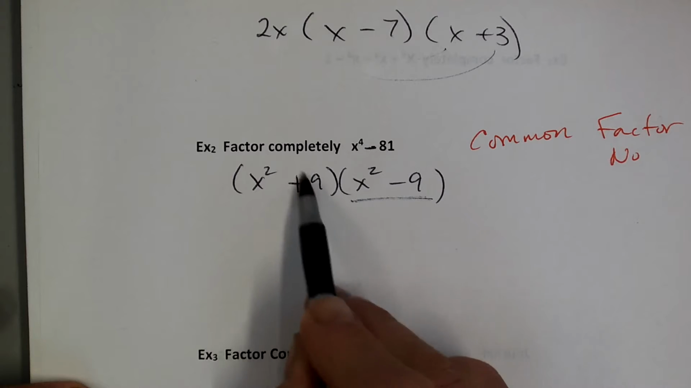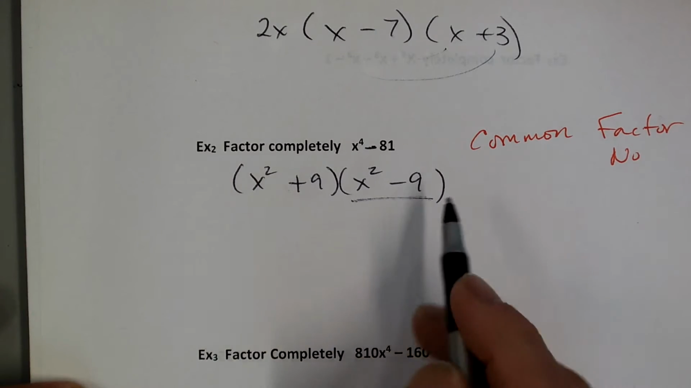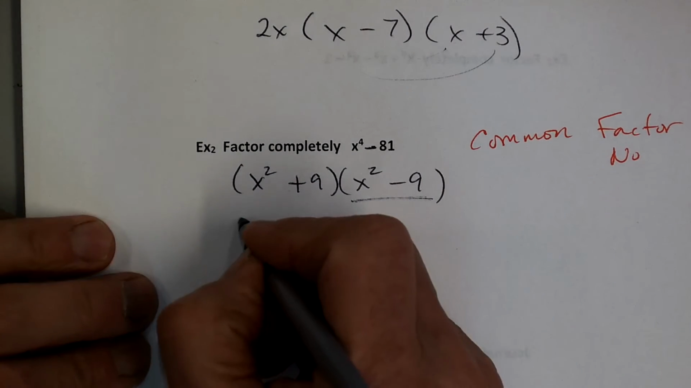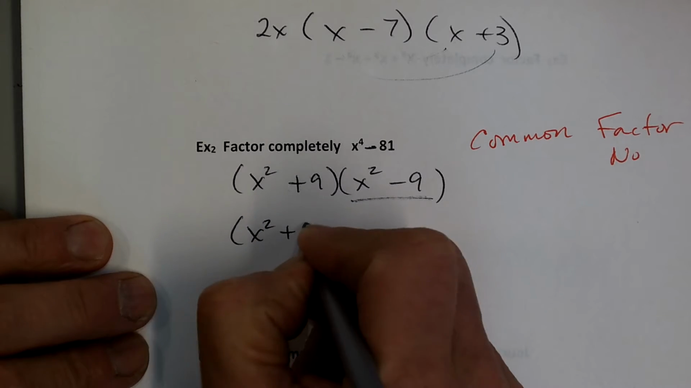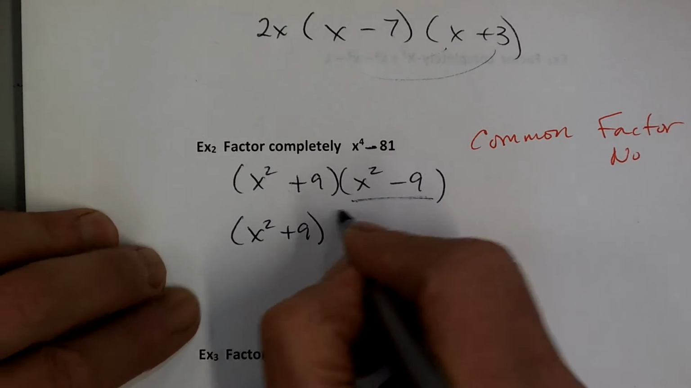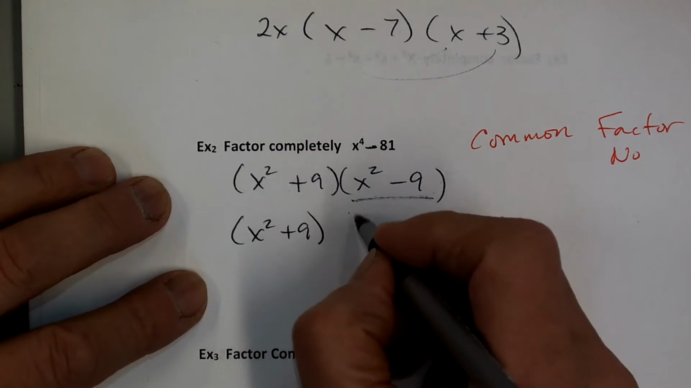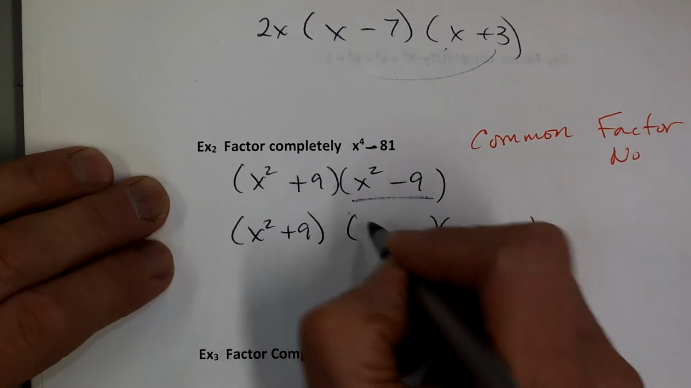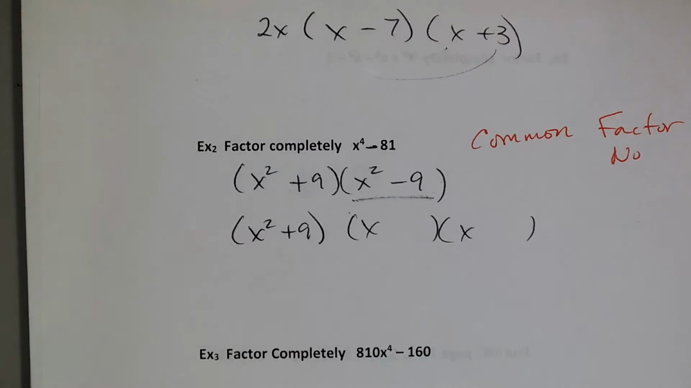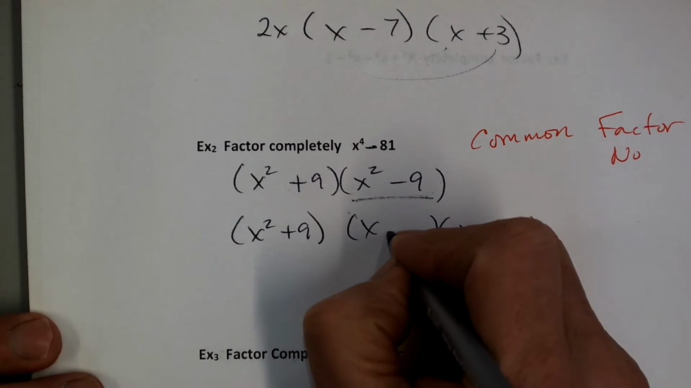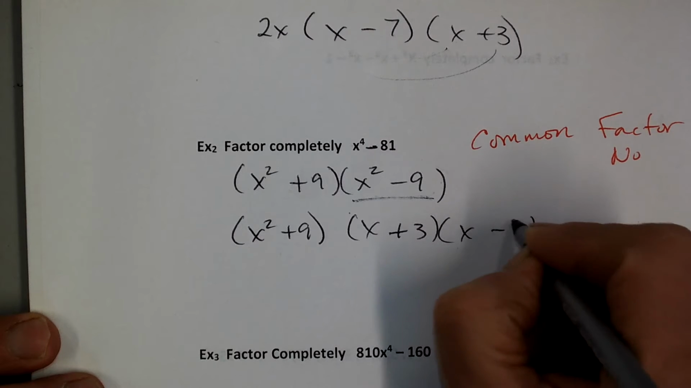Now, we can actually factor this one again. We can't factor that because of the plus, so I'm just going to leave the x squared plus 9 alone. But I can factor this one again, doing the exact same process as above, but with x. I go x and x makes an x squared, and I go plus 3 minus 3, okay?